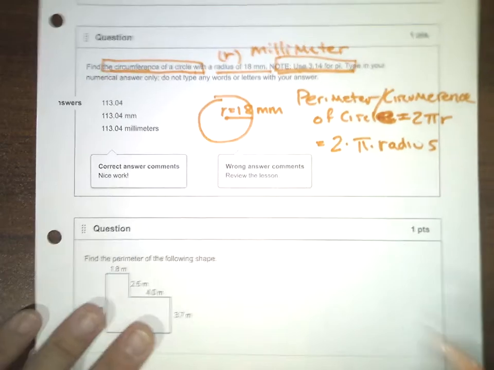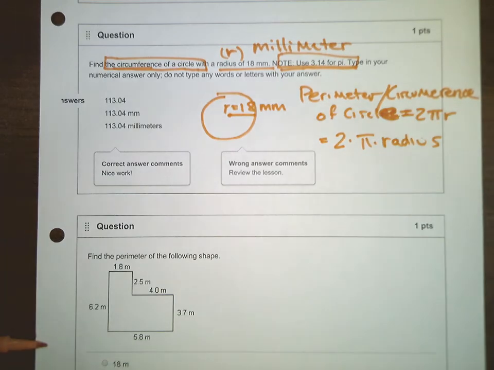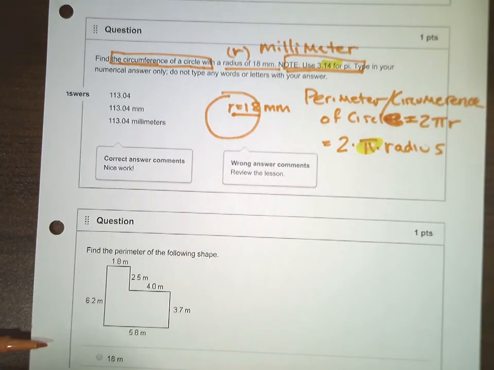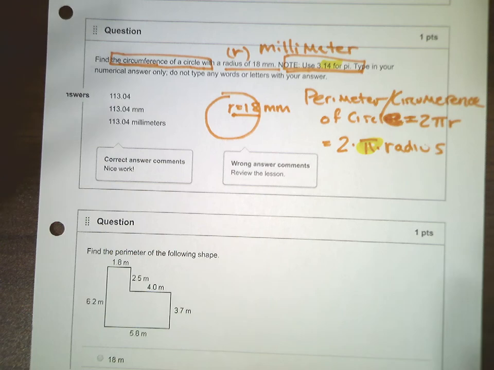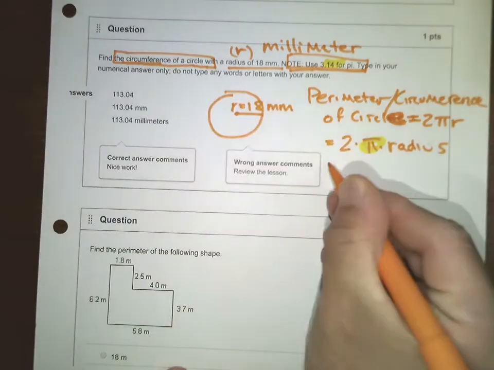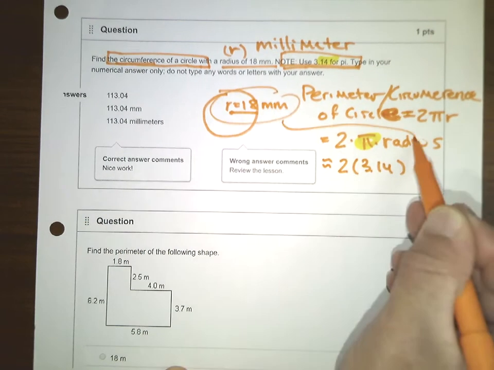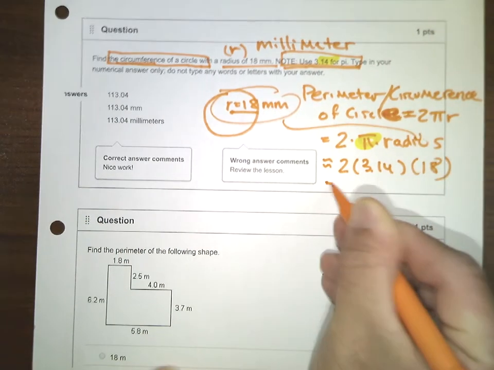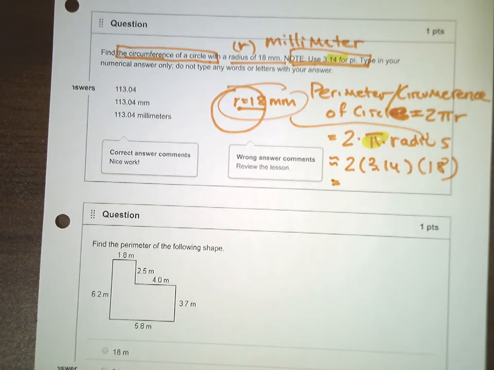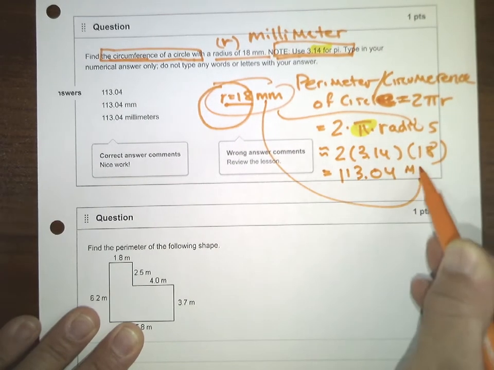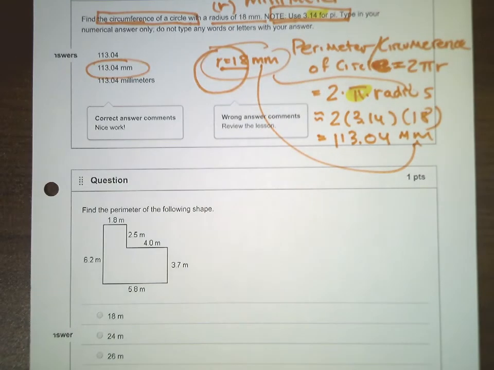All right. So they want us to use 3.14 for pi. If they tell you to use something different for pi, you would use that instead. Or sometimes you would just say that the answer had a pi as part of the answer. But here they said to use 3.14. So 2 times 3.14. And then the radius was 18 millimeters, so times 18. So if I multiply the 2 times the 3.14 times the 18, I get 113.04, and the units were in millimeters, so there's my answer, 113.04 millimeters. What a time to be alive.